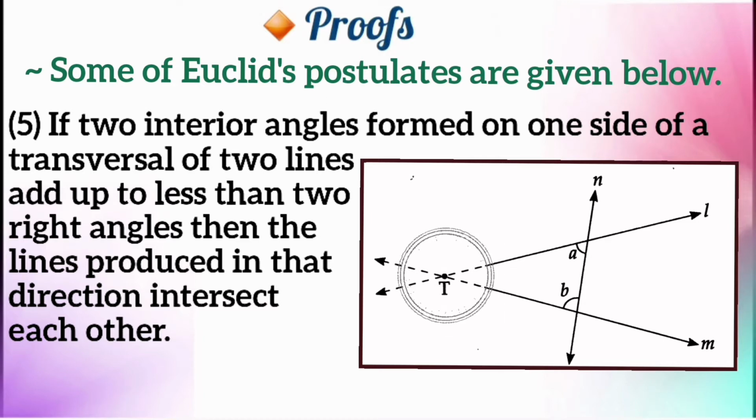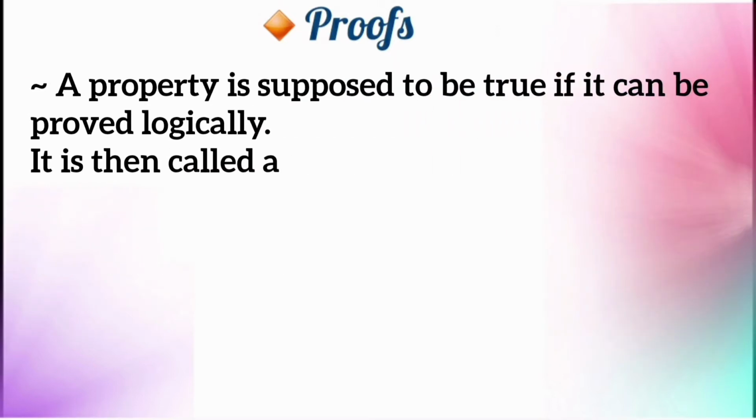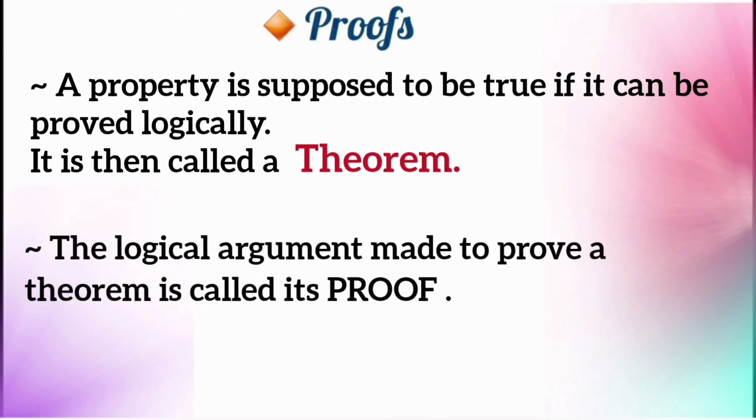That is what is written in this postulate: on the side where the two interior angles add up to less than two right angles, at that side only the two lines are going to intersect. This was the postulate given by Euclid. Many of these we have seen previously also, and we have never proved them anywhere, so they are called postulates. If we prove them, then that proof with logic is called a theorem, and the logical argument made to prove a theorem is called its proof. The steps which we follow to prove our theorem is called proof.